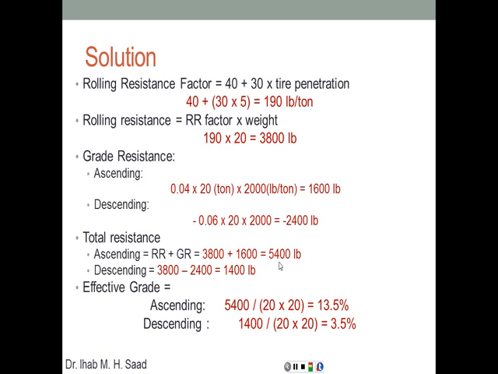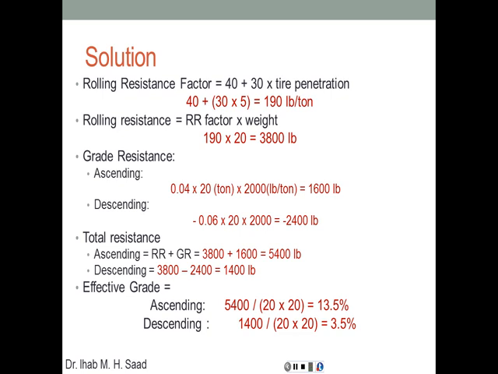Now to convert this resistance into effective grade, we're going to divide by the weight of the equipment and 20 pounds per ton for each percent of slope. So 5,400 divided by 20 times 20, that gives an effective grade of 13.5% uphill. So converting the rolling resistance into a grade resistance is almost 9.5%, which is the difference between 13.5 and 4. And for the downhill trip, it's going to be that 1,400 divided by 20 by 20.